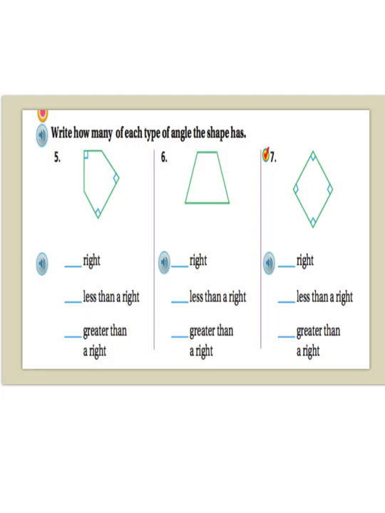Now that we are ready to go, our answers for number 5, we have 3 right angles, we have 0 less, and we have 2 that are greater. For number 6, we have 0 right angles, so we don't see any boxes. We have 2 that are less, and we have 2 that are greater. For number 7, this one's actually pretty easy. We have 4 right angles. We have 1, 2, 3, 4.